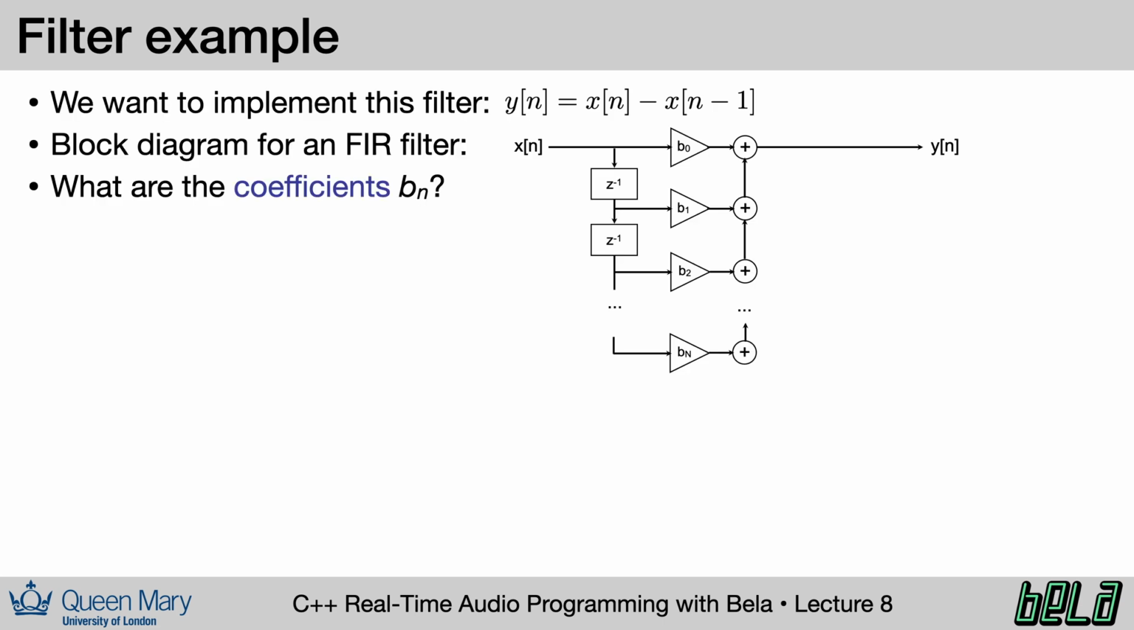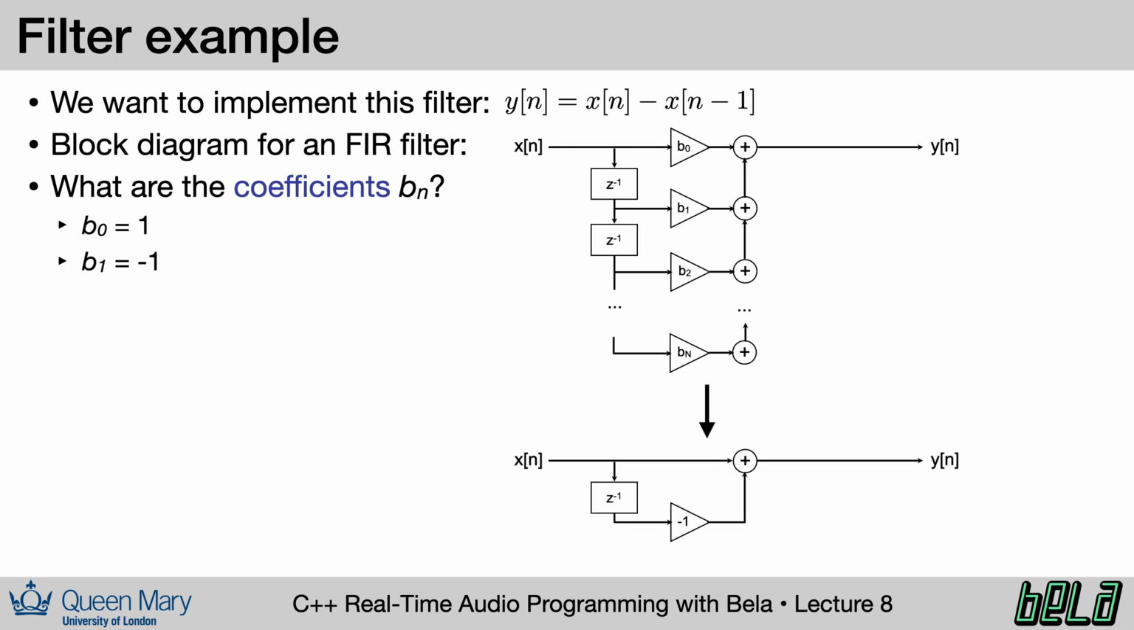Here's the general block diagram for implementing an FIR filter. What we need to know is what our coefficients are. Well, our coefficient b0 should be equal to 1 because that's what multiplies x of n. Likewise, we're subtracting x of n minus 1, so b sub 1 should be equal to minus 1. And that means that we can simplify the block diagram into just this that we see at the bottom.